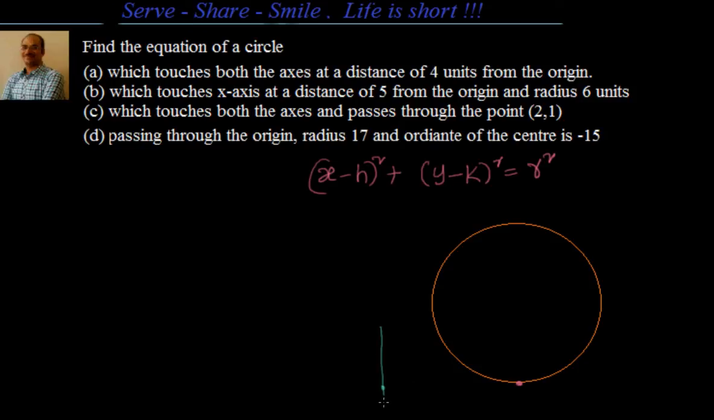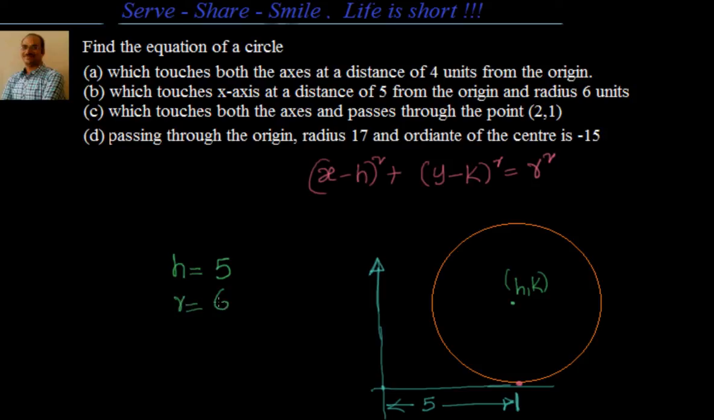So let us say the x-axis is like this and that is the y-axis. We know that this distance is equal to 5. That is given to us. Now can you tell me, is this equal to h or k? This is h equal to 5. You know that the coordinates of the center are given by h comma k, where h is the x coordinate and k is the y coordinate. The x coordinate is given as 5 and the radius is 6 units. So I know r equal to 6.